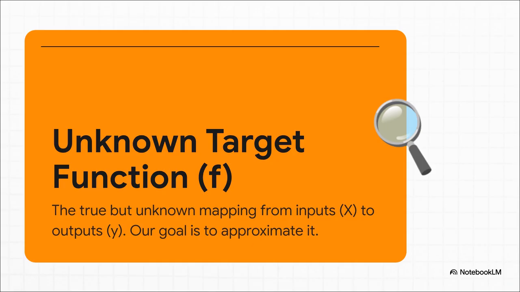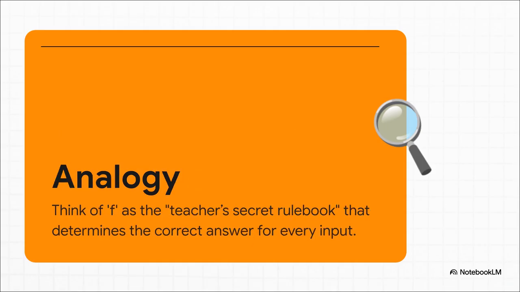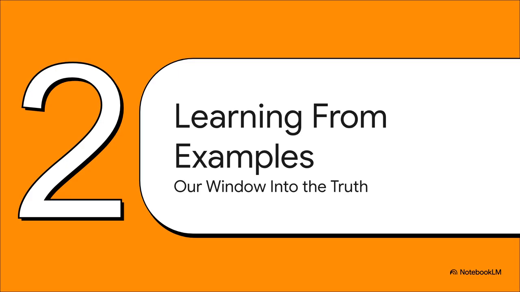The only problem? We don't have it. We can't see it. It is, by definition, unknown. A really good way to think about this is like a teacher's secret rulebook. The teacher has the perfect answer key with every single answer to every possible question. But they're not just going to give it to us, right? Our job as the student is to create our own answer key that gets as close as possible to the teacher's real one.